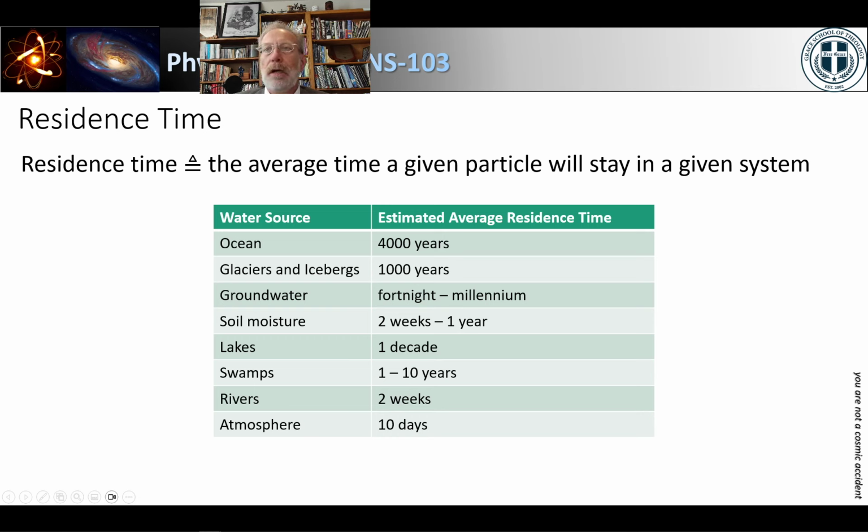Well, this shouldn't surprise you that the ocean is around 4,000 years, considering that the vast majority of our water is the ocean. And as you've seen in the percentages, the atmosphere is the smallest slice of the pie, and so the residence time is the shortest there.